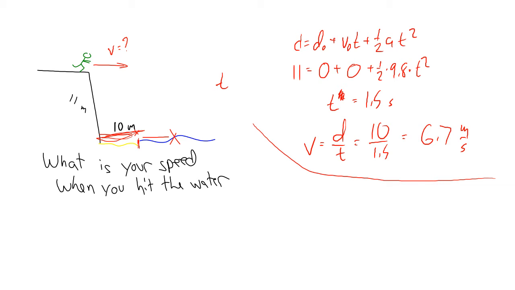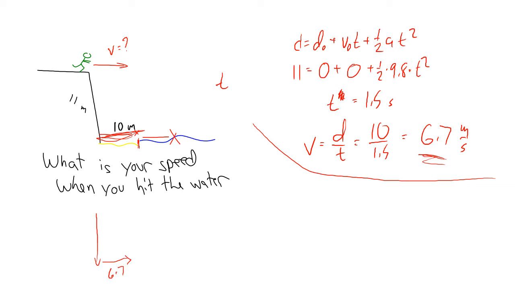Okay, so let's do the second part. How fast are you going to be going when you hit the water? Alright, so we need to find your velocity as you're landing here. There's a couple ways to do it. What I'm going to do is find your vertical velocity, because I know my horizontal velocity already. So we're going to have a vertical velocity and a horizontal velocity. Horizontal velocity is just 6.7. See if you can figure out your vertical velocity. There's more than one way to do it. Pause the video, give it a shot.